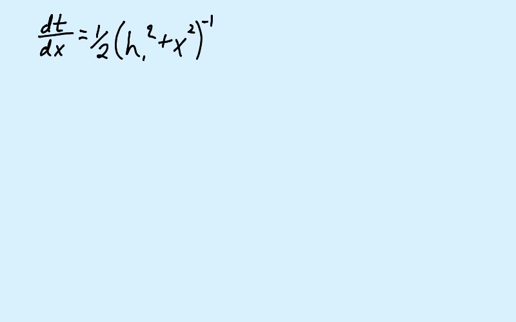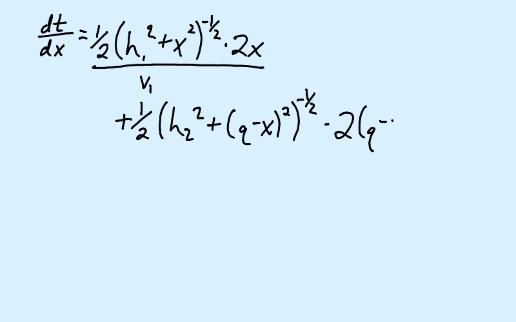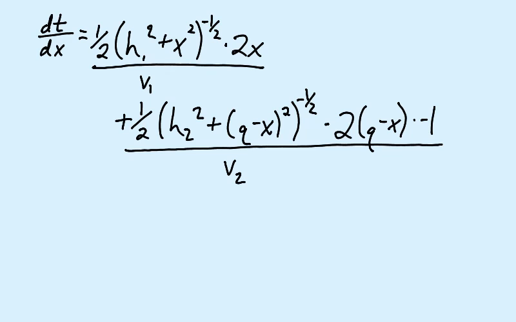So taking the first derivative of time with respect to x yields 1/2 times h1 squared plus x squared to the negative 1/2 power times 2x, because we have to do the chain rule, over v1, plus 1/2 times h2 squared plus (q minus x) squared to the negative 1/2 power, and we have to do the chain rule on this parentheses as well, so it's going to be times 2(q minus x) times negative 1, and that extra negative 1 comes from differentiating the q minus x part.